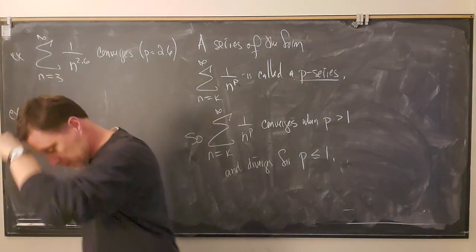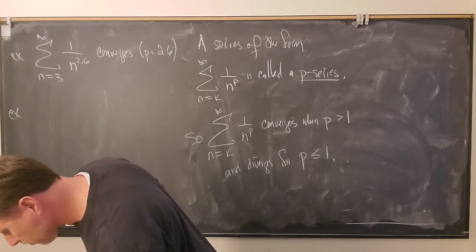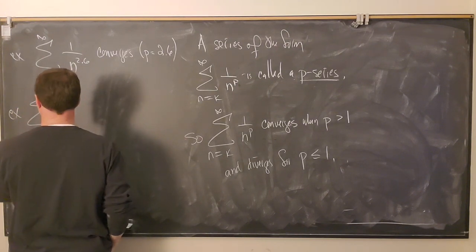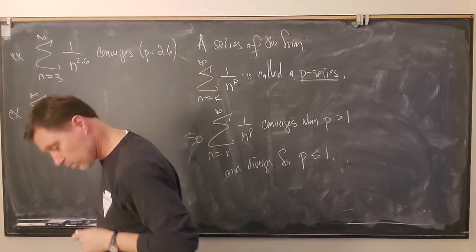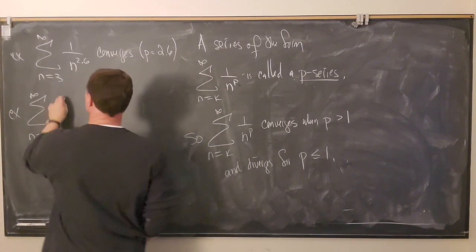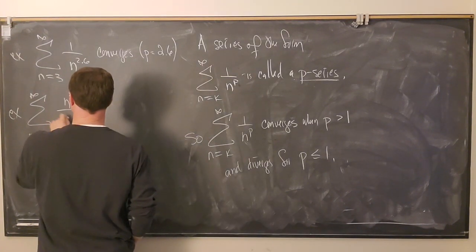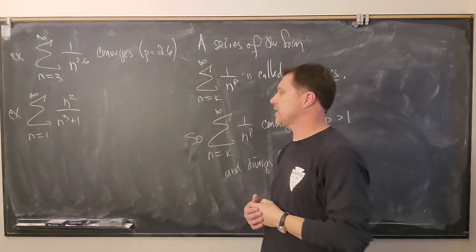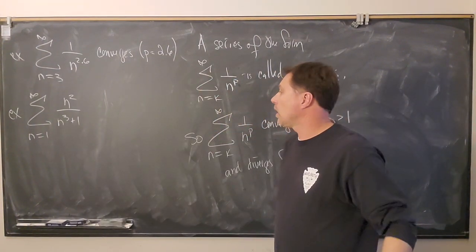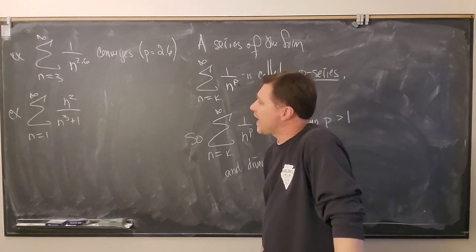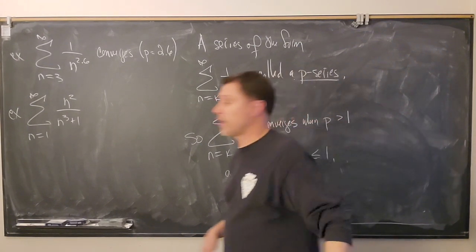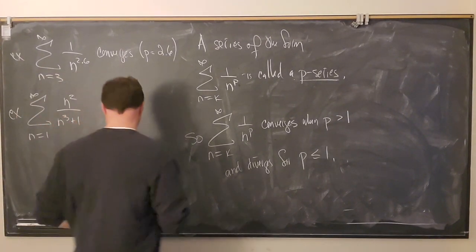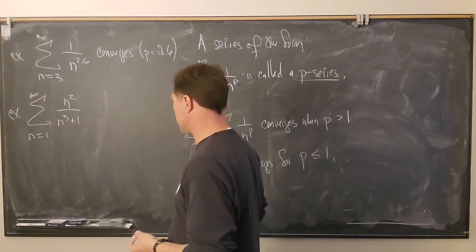Okay, here's another example. Let's look at this series, the sum from n equals 1 to infinity of n squared over n cubed plus 1. Let's run through our tests. This is not telescoping. It's not geometric. The test for divergence would give us no information, because if I take the limit of that sequence, I'm going to get 0. So all we have left is the integral test, and so let's try that.